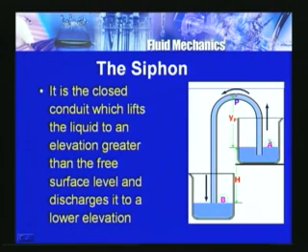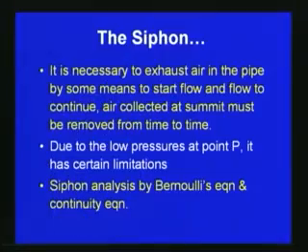Here we have a higher elevated reservoir A and a lower elevated reservoir B, but gravity flow is not directly possible, since there is a raised portion here. Through that raised portion we provide a pipeline, but you can see that the uppermost, highest point in the pipeline is much above reservoir A. Still, we are transferring the fluid from A to B, where B is at a lower position. It is a closed conduit which lifts the liquid to an elevation greater than the free surface level and discharges it to a lower elevation, as we have seen.